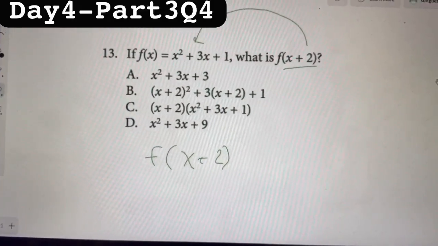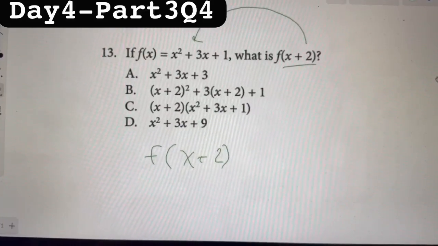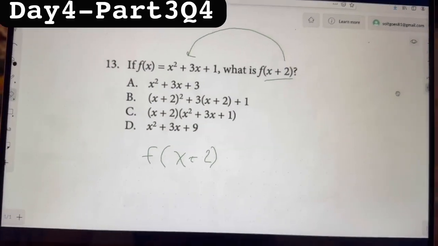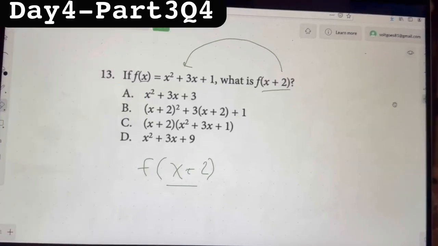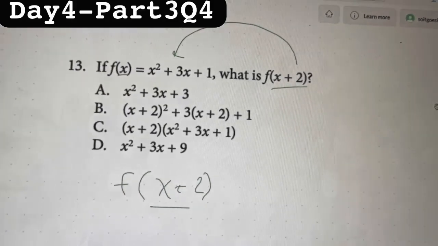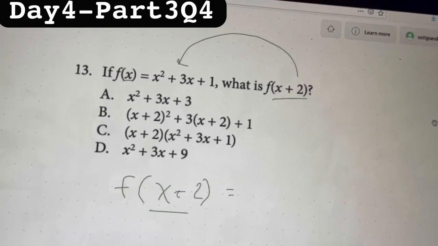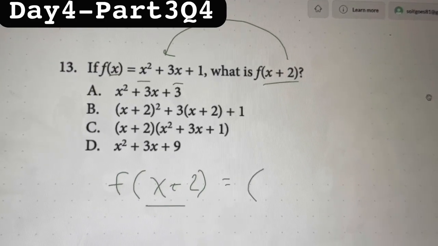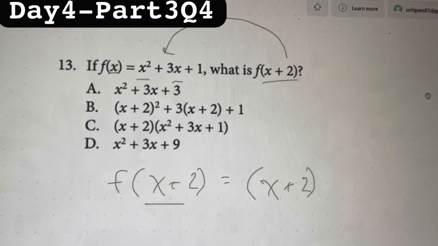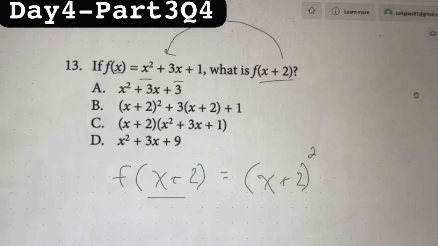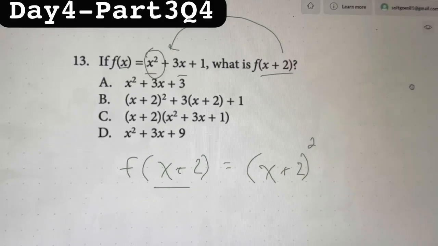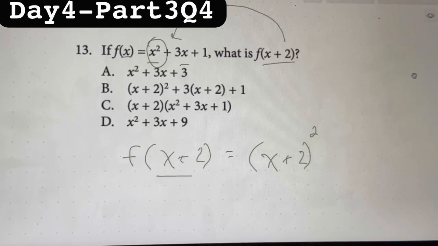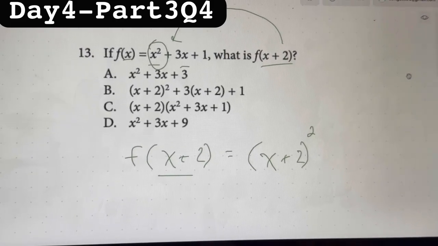Okay, this means where there was an x in the function, now there's x plus 2. So I'm just going to plug in x plus 2 where there is an x in the function, right here. Let's do it. So I'm going to use some parentheses here. X plus 2, plugging that in for x squared, right? Because x was squared here in the function. It's just x squared with x plus 2 as your input. That's all it is. Don't complicate this.